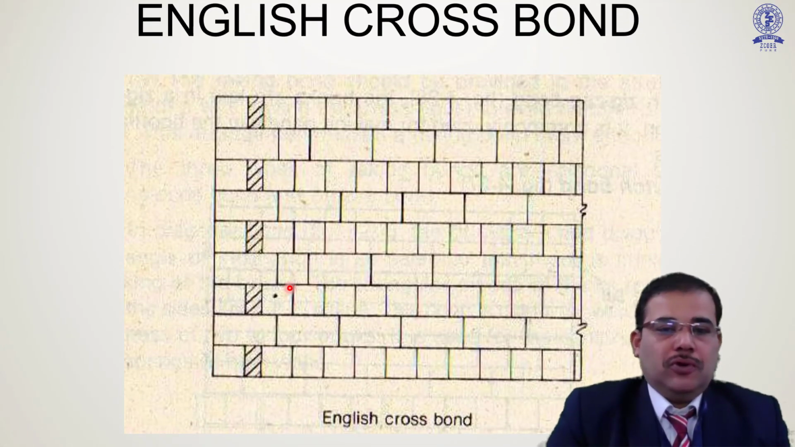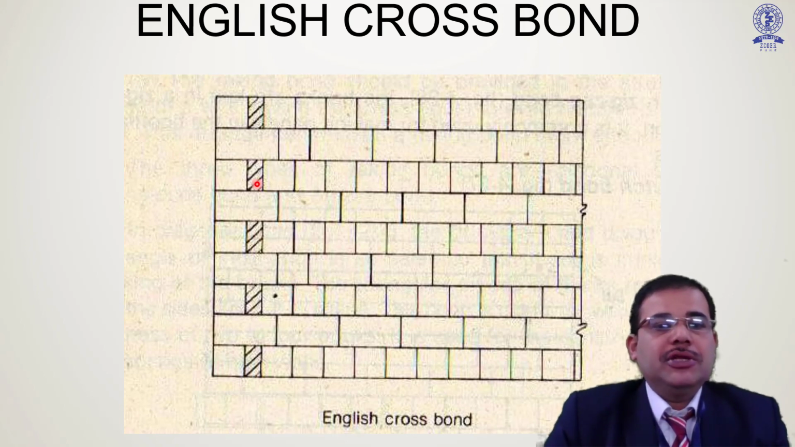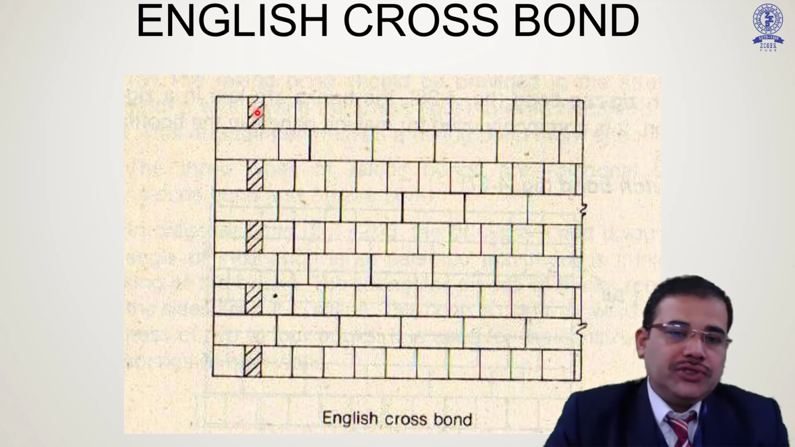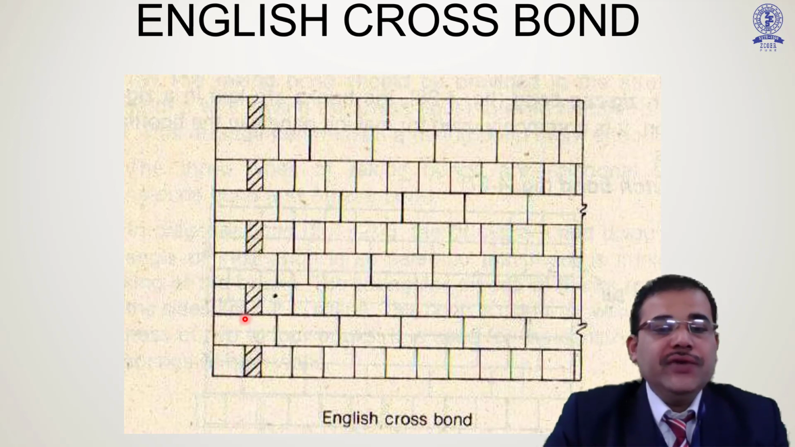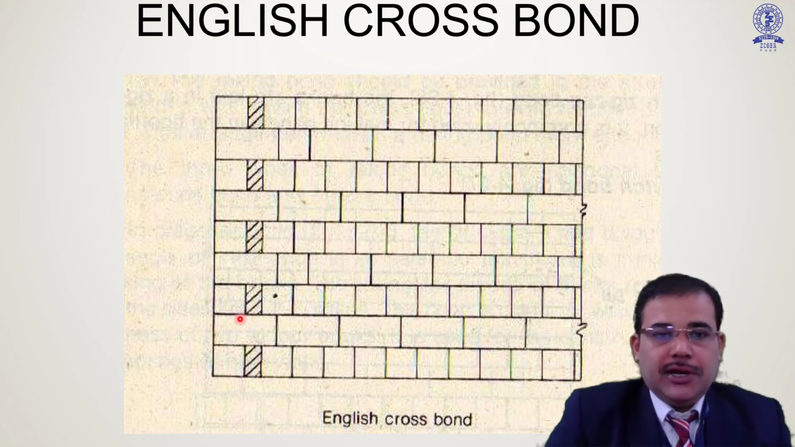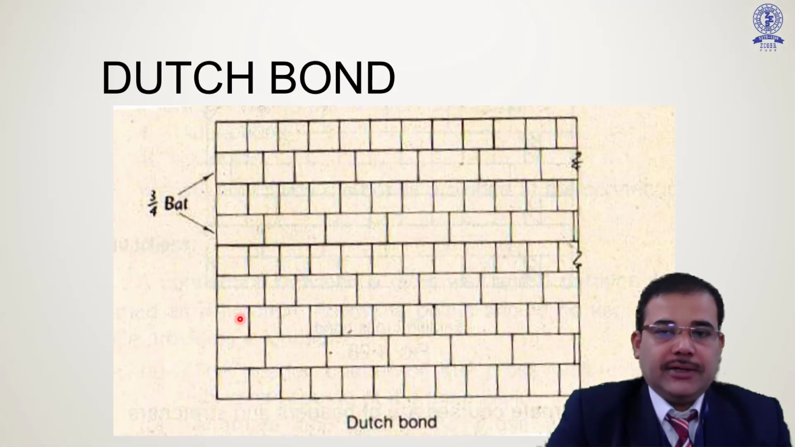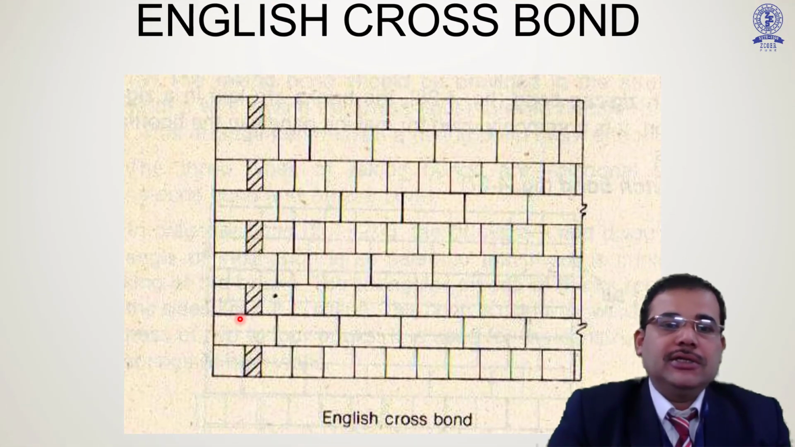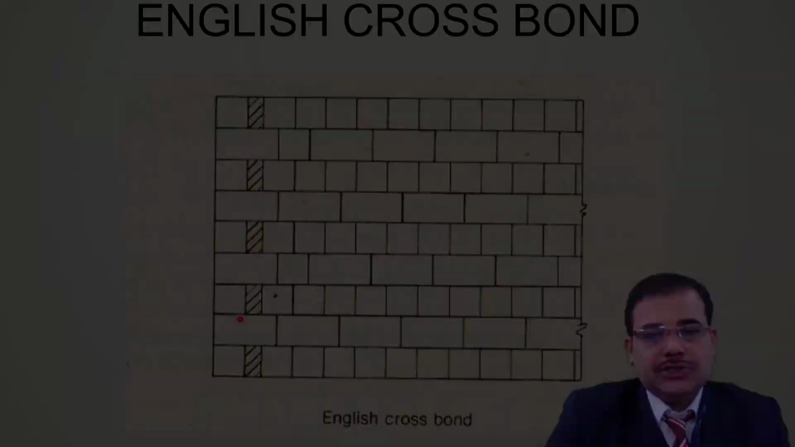Now English cross bond, this is again a case where there will be header and stretcher, but along with this you may observe there is a provision of brick bats. It is a queen closer. In case of the earlier one, it is a 3/4 bat, whereas in this particular case it will be the queen closer being provided in case of English.